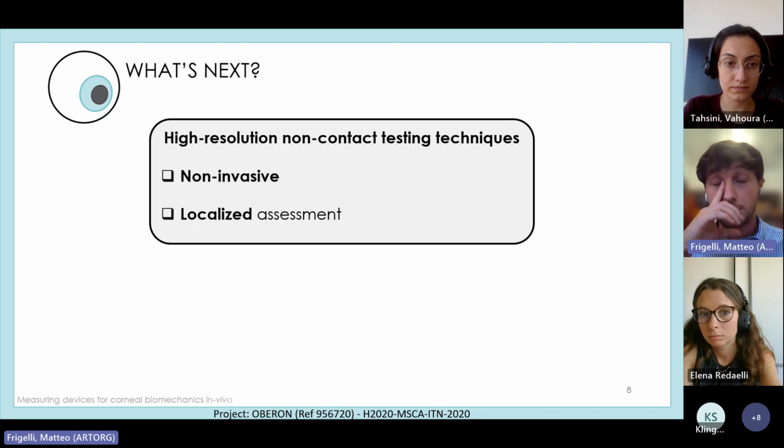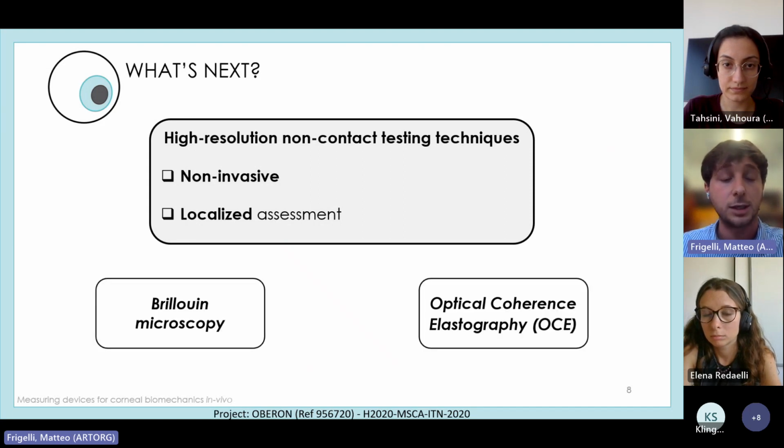So researchers have been investigating new techniques to guarantee a more localized assessment of the corneal biomechanics in vivo. And as Elena already told us, these techniques I'm going to present are not commercially available right now, but are just investigated by research currently, and are Brillouin microscopy and optical coherence elastography, that work under different principles but try to achieve the same purpose, so to estimate a localized measurement of the corneal biomechanics.